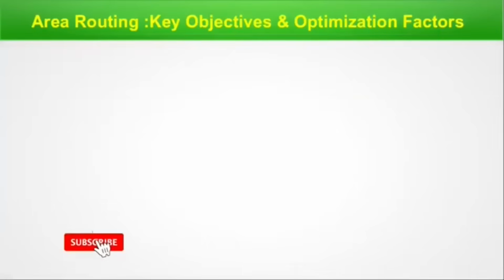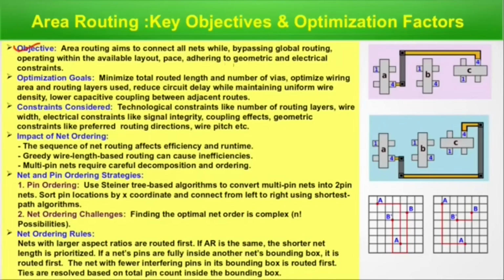Area routing, key objectives and optimization factors. We have already mentioned area routing, used when a distinction between global and detailed routing is not required. Overall, it's done by area routing. Objective: area routing aims to connect all nets while bypassing global routing, operating within the available layout space, adhering to geometric and electrical constraints. Minimize total routed length and number of vias, optimizing wire area and routing layer use, reduce circuit delay while maintaining uniform wire density, lower capacitive coupling between adjacent routes. So these are optimization goals.